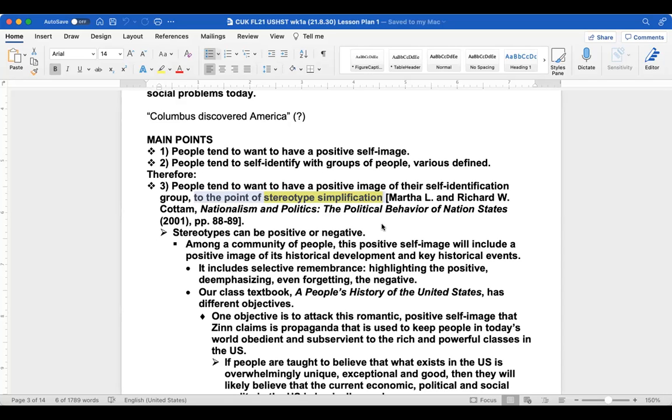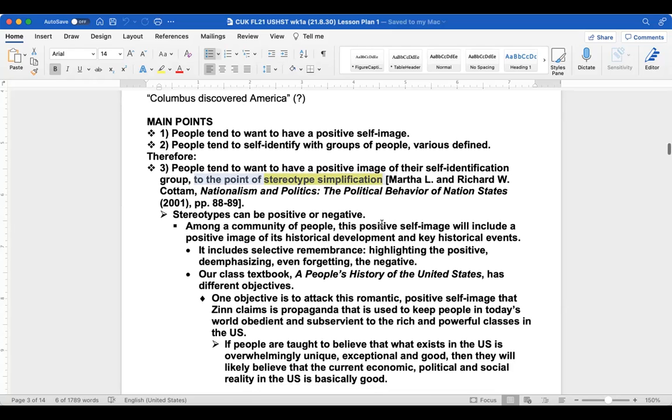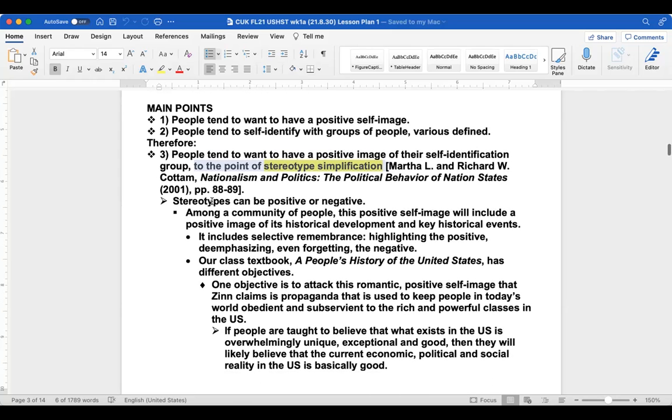So stereotypes can be positive or negative. And keep in mind, it's human nature to stereotype. It's a law, like the law of gravity. It's law-like behavior in human psychology. There are always exceptions, individual exceptions.